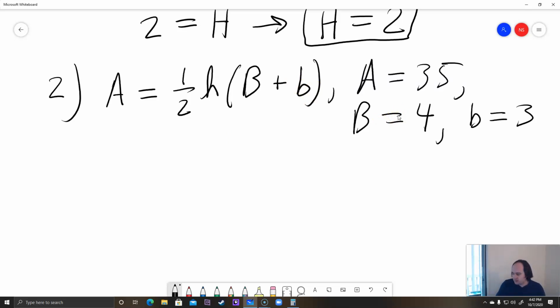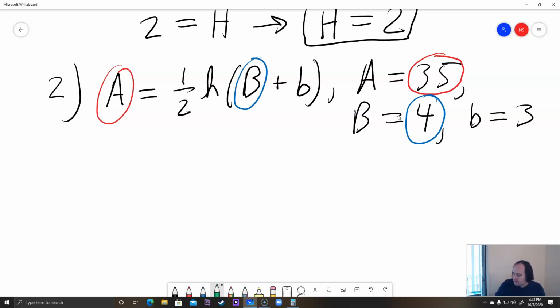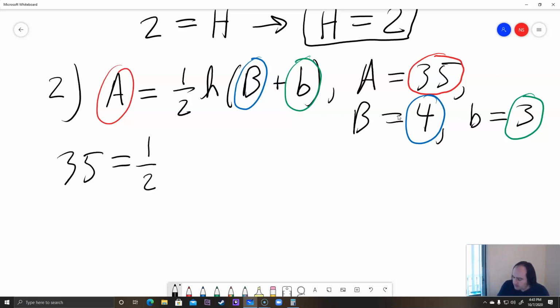Okay, so first thing is plug everything into the formula. So for A, we're going to be plugging in 35. For capital B, we're going to be plugging in 4. And then for little b, we're going to be plugging in 3. Okay, so plugging that all in, we get 35 equals 1/2 times h times a quantity, 4 plus 3. So there we just plugged everything into the formula.